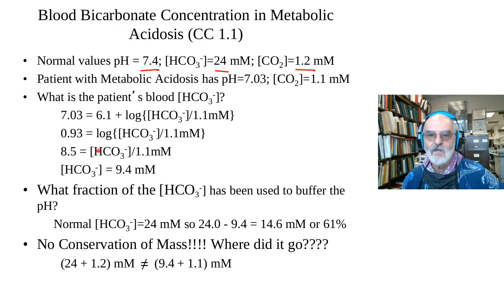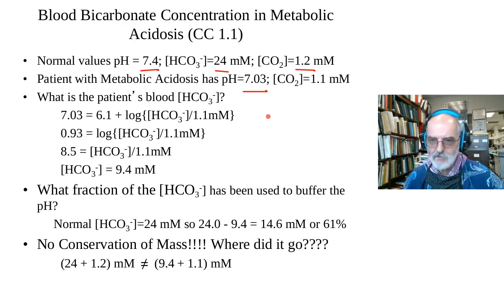So 8.5 is equal to bicarb divided by 1.1. So 1.1 times 8.5 is 9.4, okay? So if this patient's pH went down, their bicarb went down dramatically from 24 to 9.4. Notice their CO2 only went from 1.2 to 1.1. The CO2 doesn't change very much. We're going to discuss that at great length. Why is this happening where there's this big change in the bicarb?